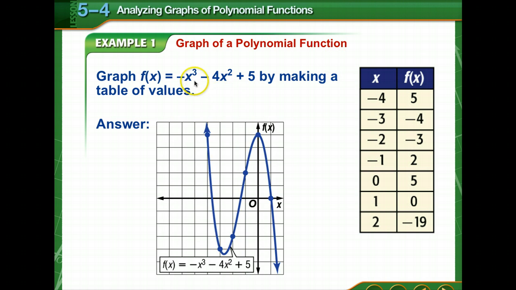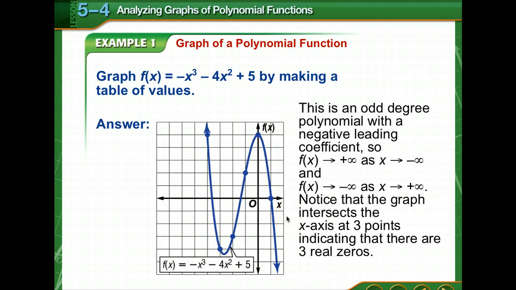And we know that the ends are going to go in two different directions. It could cross the x-axis up to 3 times or 1. It's going to be an odd number of times. This one crosses 3. So this is an odd degree polynomial with a negative leading coefficient. Notice that we end up going toward negative infinity. And it has 3 real zeros.